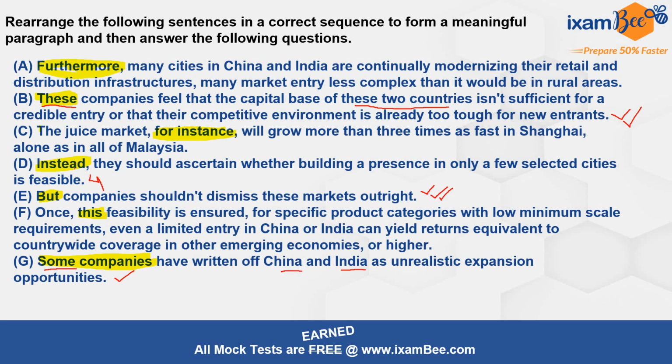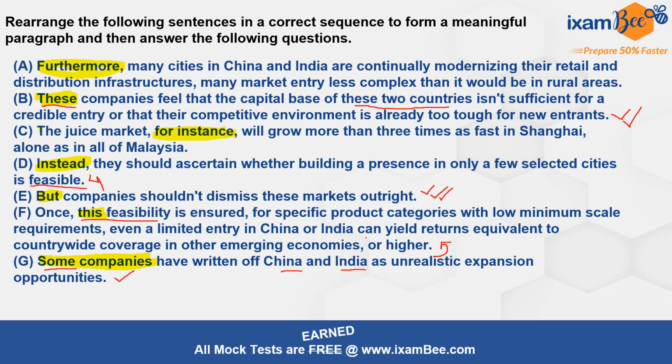Now remember in F we talked about some feasibility. So yes, F follows this. So now only once this feasibility, which feasibility? The ones we talked about here. It is feasible. What is feasible? Presence in only a few selected cities. Presence of the companies, right? So this is going to be your fifth sentence here, right? Okay. This feasibility is ensured, right?